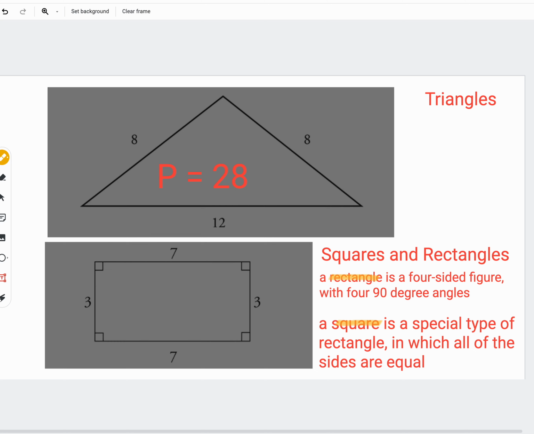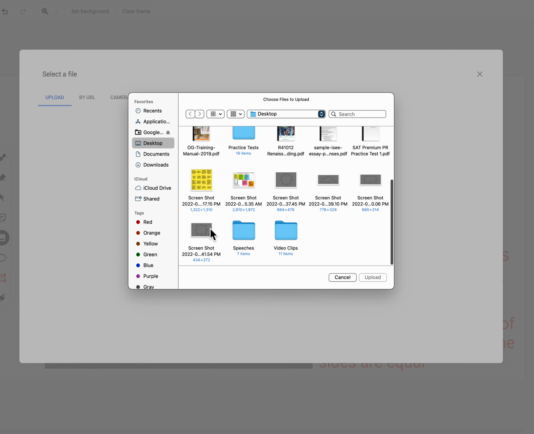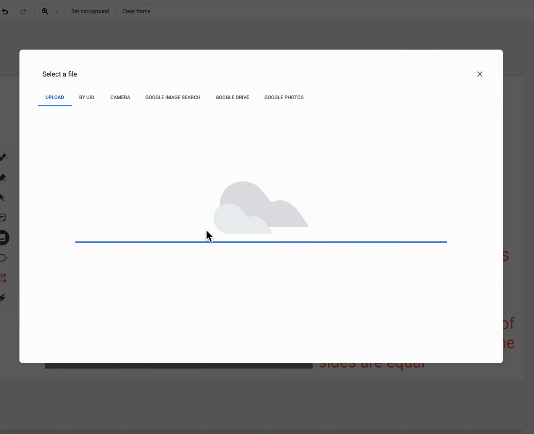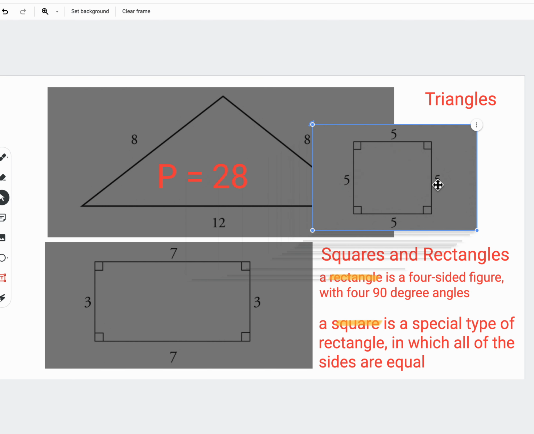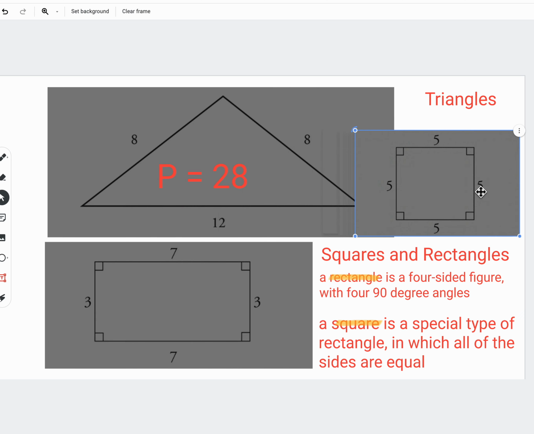Let's take a look at a square. And let's find the perimeters. We'll begin with our rectangle, 7, 7, 3, 3. The perimeter is 20.